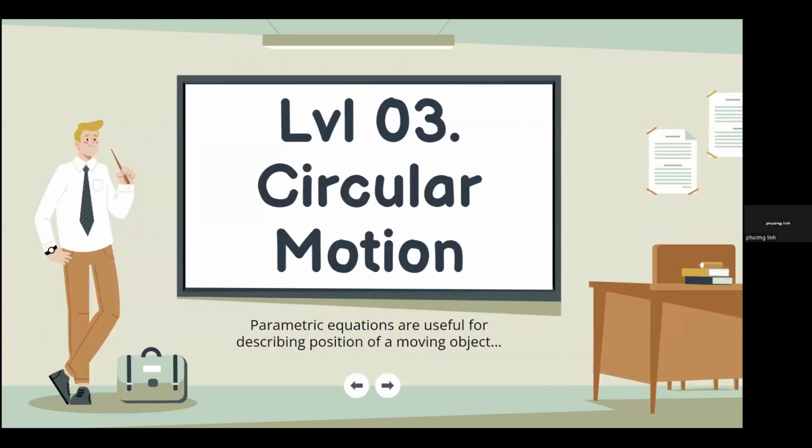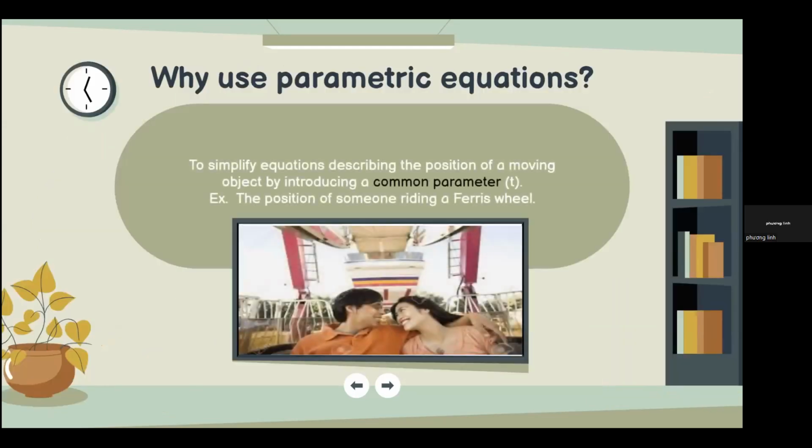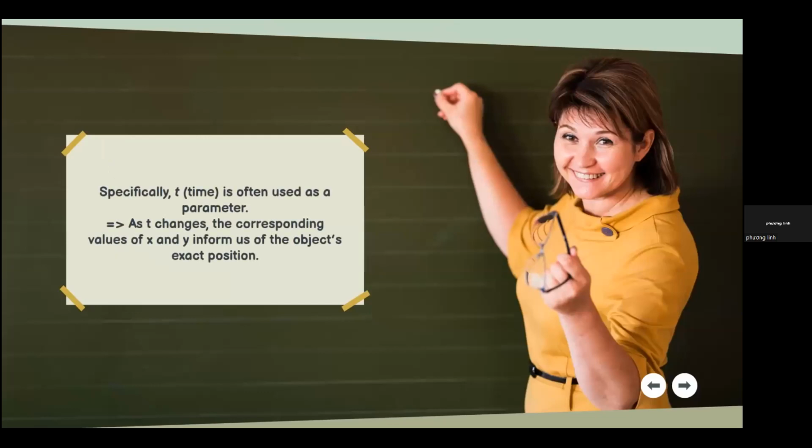Yes, thank you, Zuyang. Now I'll explain to you how parametric equations are useful for describing the position of an object moving in circular motion. The purpose of this is to simplify equations describing position by introducing a common parameter t. Specifically, t here stands for time. As t changes, the values of x and y inform us of the object's exact position.